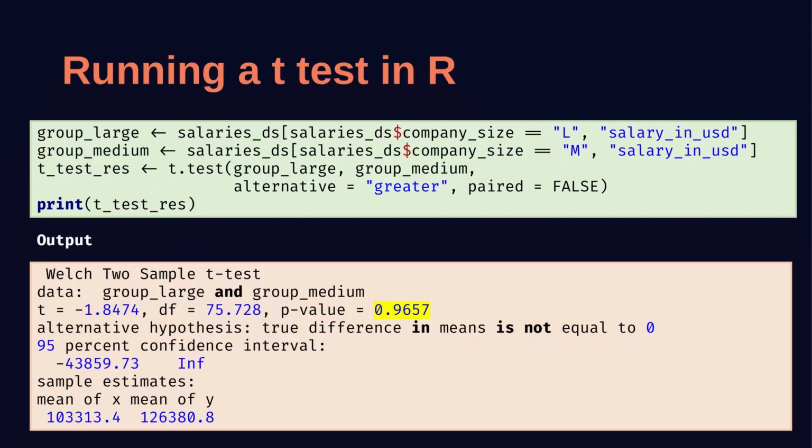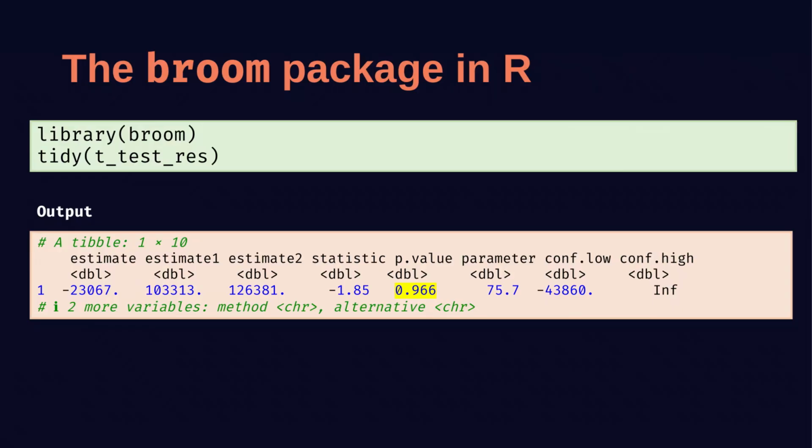Printing the results, we can see the t-statistic, the p-value, and the degrees of freedom all printed out. Since the p-value is more than our threshold of 0.05, we conclude that there is no statistical difference between the salaries of large companies and salaries of medium companies. If we want a neat table to format the results of the t-test, we can use the broom package in R. We load the broom package using the library function and then call tidy on the t-test results. The tidy function prints out a neat table with all the results of the t-test. We can see the p-value is printed as well, which is highlighted in yellow.